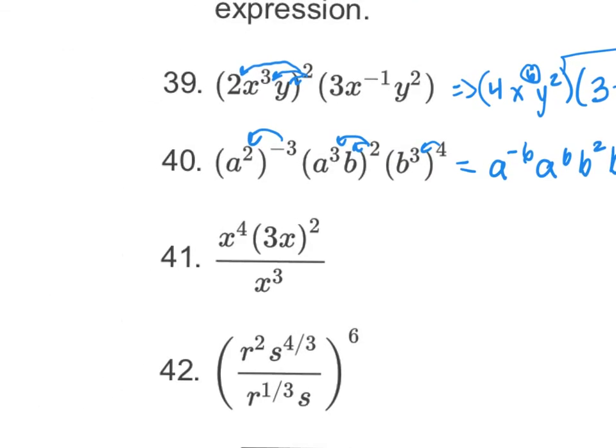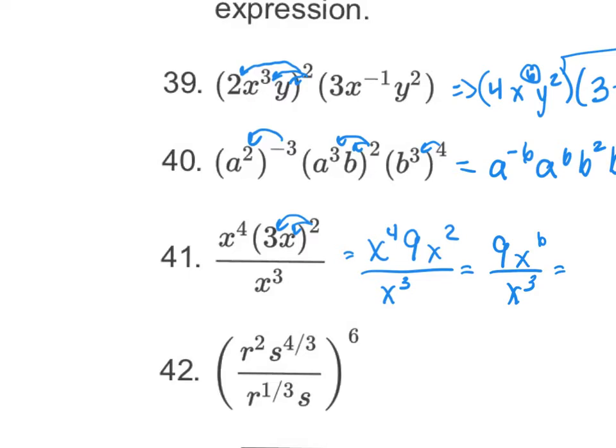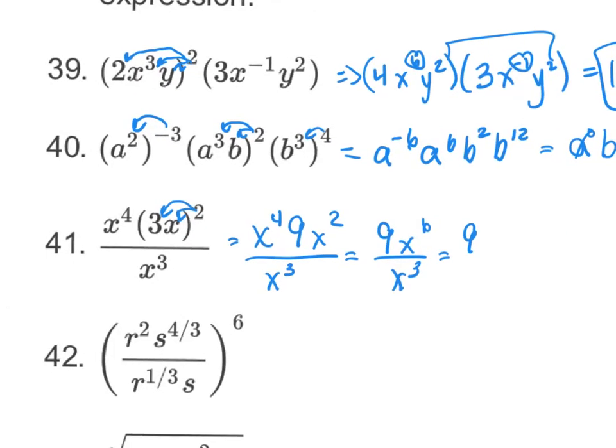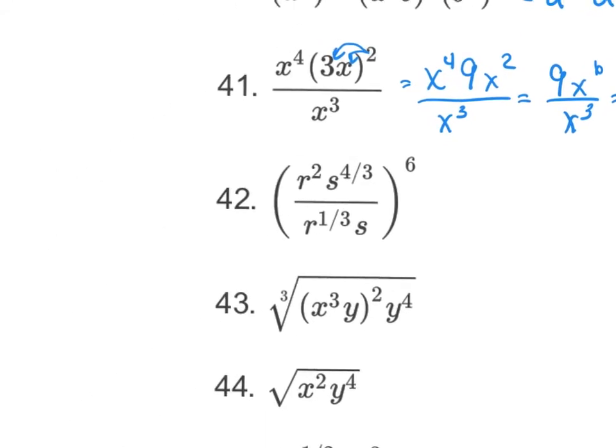In 41, again, we're going to distribute our exponent to everything inside of the parentheses. So I have x to the 4th, 3 squared is 9, x squared over x to the 3rd. So let's simplify in the numerator. I have my 9. I have this base of x being multiplied, so I add exponents. 4 plus 2 is 6 over x to the 3rd. And then when we divide bases that are the same, I have 9, and then 6 minus 3 gives me x cubed.